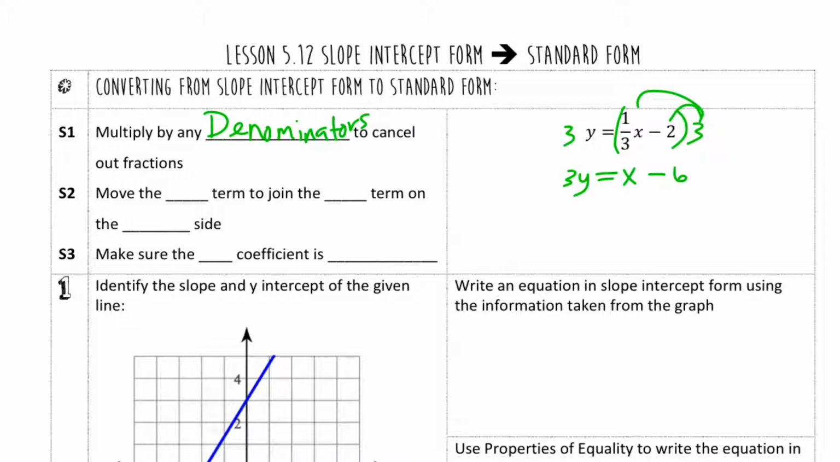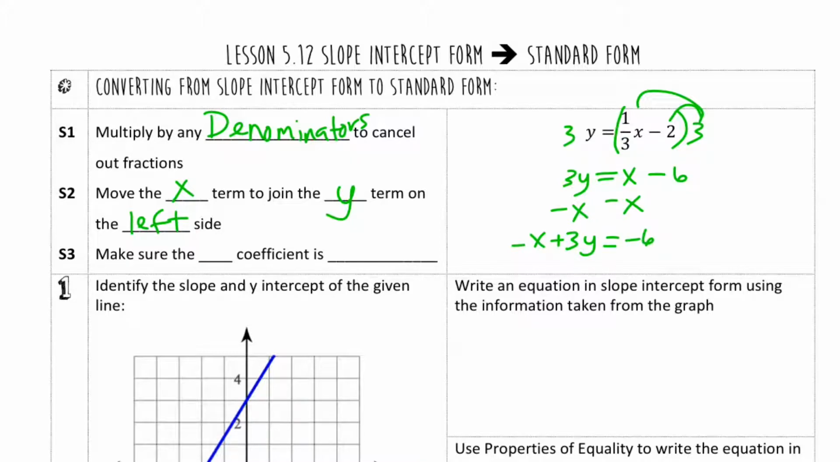Okay. The second thing you want to do is move the x term to join the y term on the left side. I did not say add or subtract, just move it, because in some problems you will have to add and some problems you will have to subtract. So in this problem we have a positive x, so we're actually going to have to subtract x from both sides. And we have minus x, this is a positive 3y, so I put plus 3y equals negative 6.